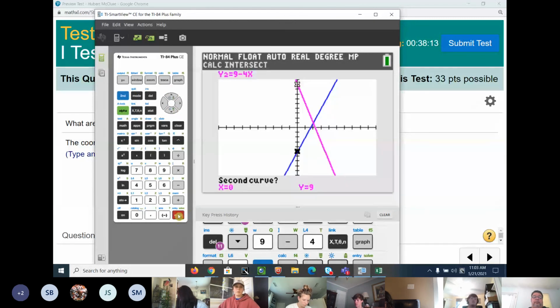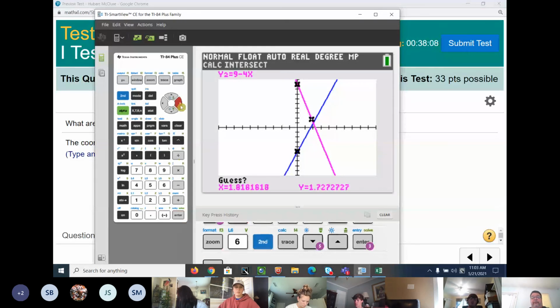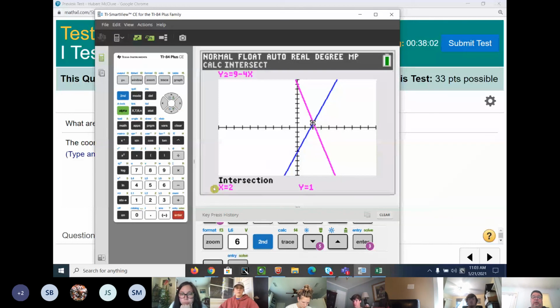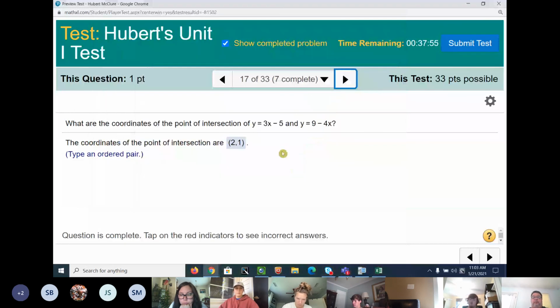And enter and enter and give a guess. That just tells the computer, look around this area. Kind of shortens the mathematical process. 2 and 1. So those two cross at 2 and 1. Remember to add your parentheses. See the parentheses, and then it says ordered pair, and then parentheses. They want you to put the parentheses, so please don't not put the parentheses.